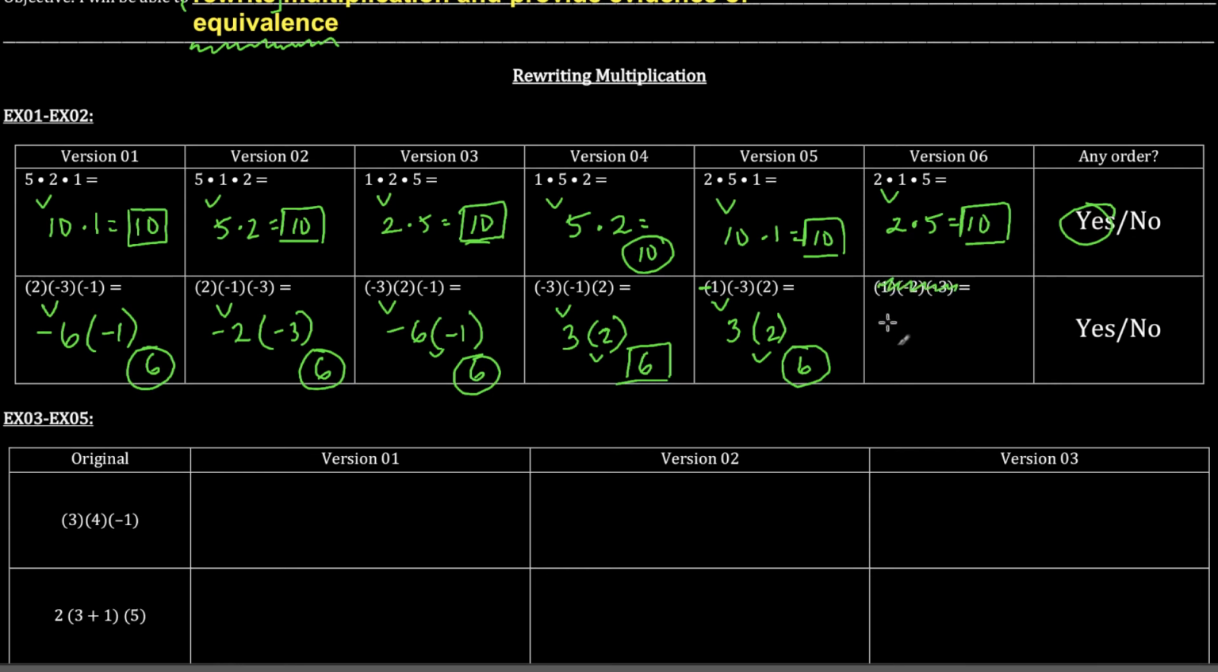This should be negative 1 times 2 times negative 3. So a negative times a positive is a negative. And a negative times a negative is another positive. Positive 6. So the question is, can I switch these around? Like 2 times negative 3 times negative 1. If I change it to negative 3 times negative 1 times 2, is it okay? Will I get the same answer? The answer is yes.